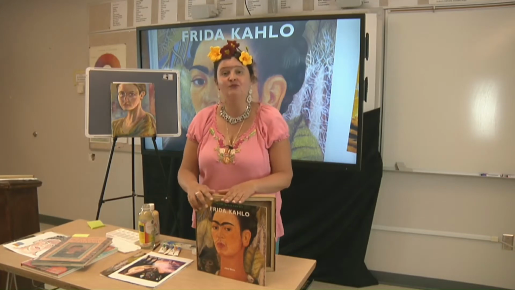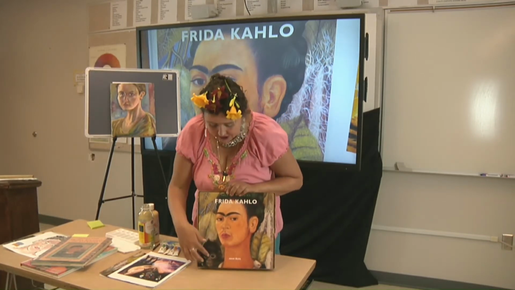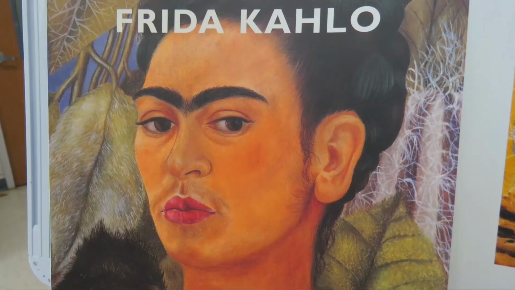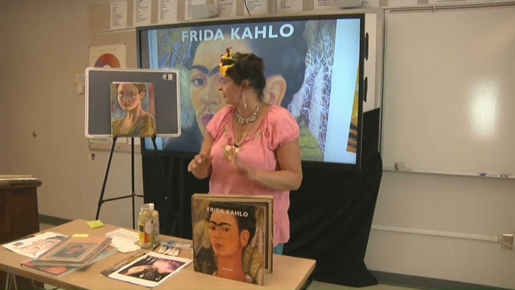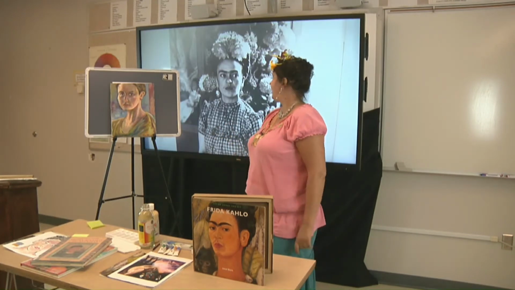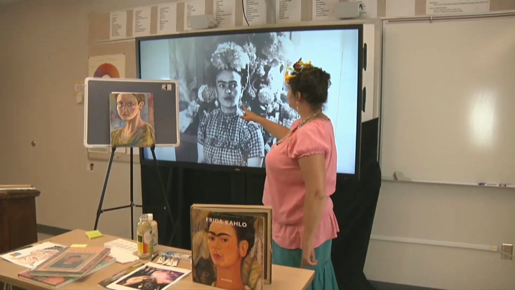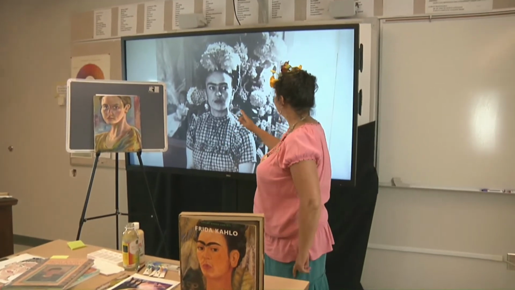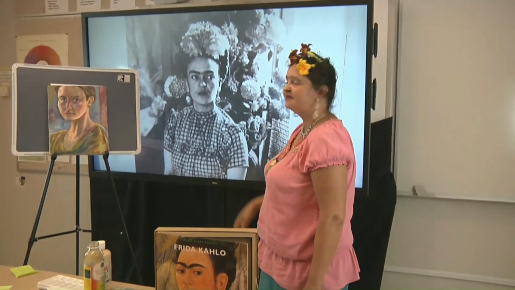This is a self-portrait, and she has a monkey in it. And that's her name, Frida Kahlo. And she had like a unibrow, so that's why I have this unibrow on my face. And she wore flowers in her hair. She wore earrings and necklaces, and she was very extravagant.